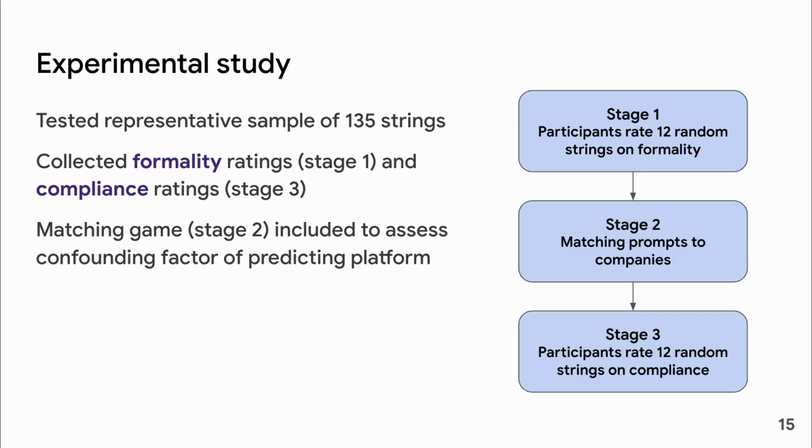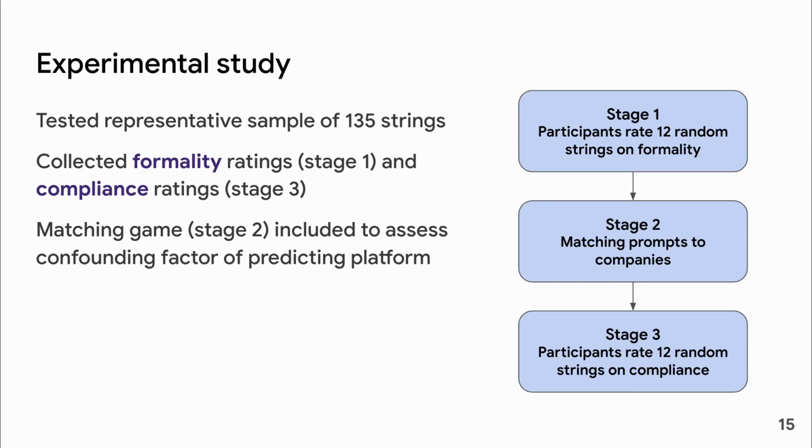Next, let's talk about the experimental study we ran using our dataset. In order to collect a reliable metric for the formality and likelihood of compliance for each string, we ran an experimental study on a selected group of 135 strings across companies. Two researchers selected these strings to get a balanced, diverse group of strings from the dataset. Using these strings, we then crafted three sections of our online study.